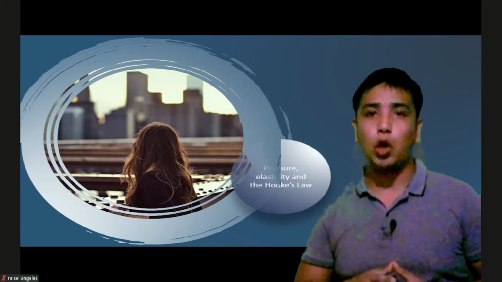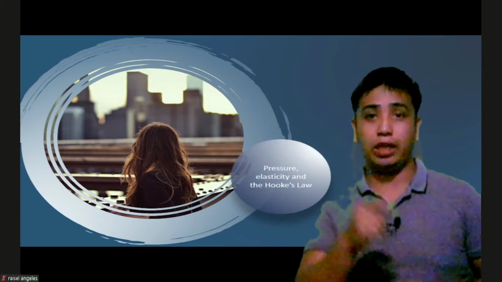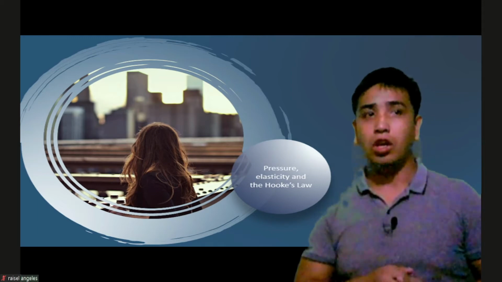There are times that you are stressed and you feel like the whole world is against you, and it will push you to your limits. And in physics, each material has its own elasticity, and we can measure this elasticity using Hooke's law. Based from Hooke's law, each material has its own measure of elasticity.